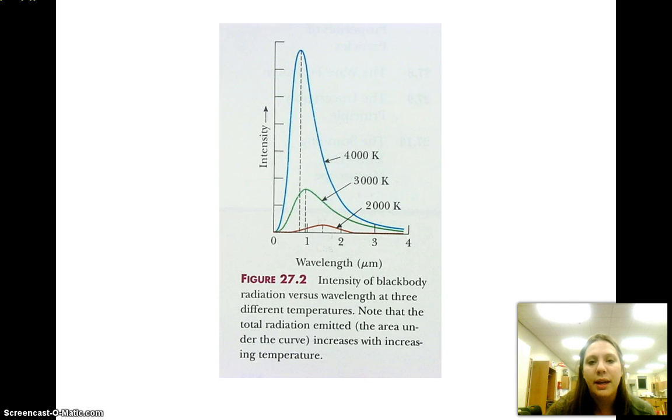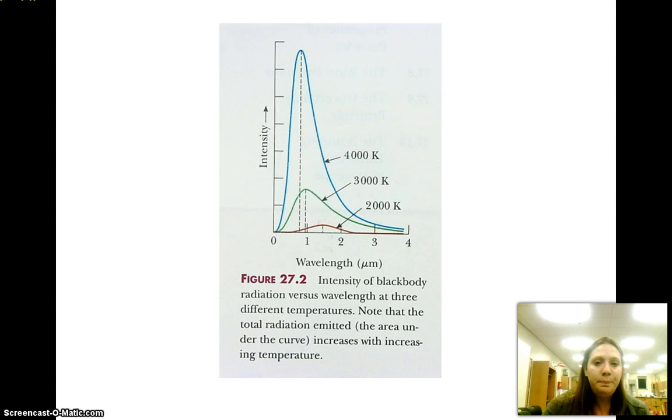this curve. Okay. Now we're not even going to discuss that equation, or I'm not even going to give it to you, because we now fully understand black body radiation, and therefore we don't really use that equation anymore.